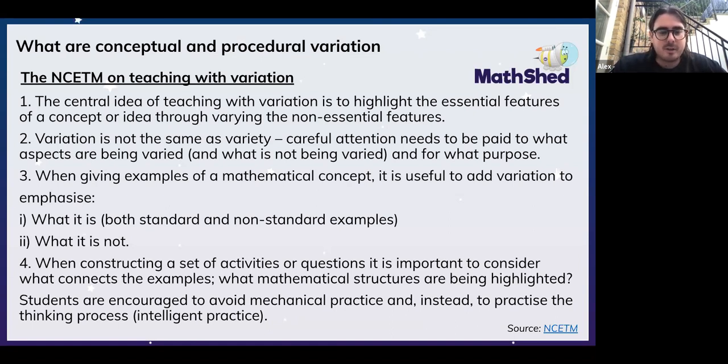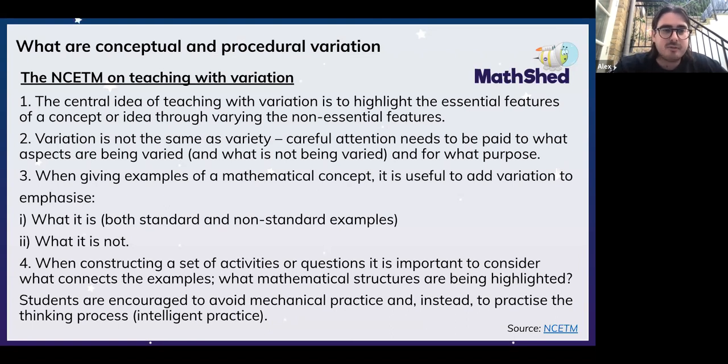This idea of essential and non-essential features, I like to think about it in terms of when you're doing a science experiment with your class, you'll have dependent and independent variables. So things that stay the same and that one thing that changes. And I think it's a good structure to think about how you would organize procedural variation if you were to write a question set for your pupils.